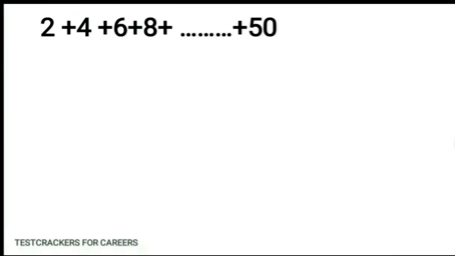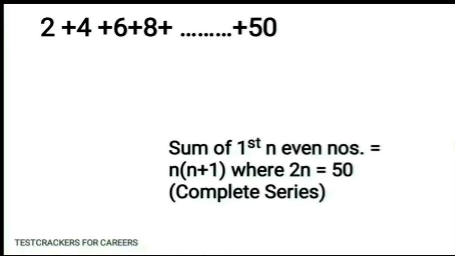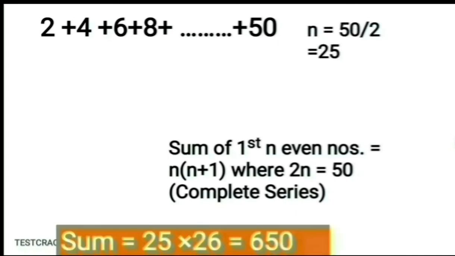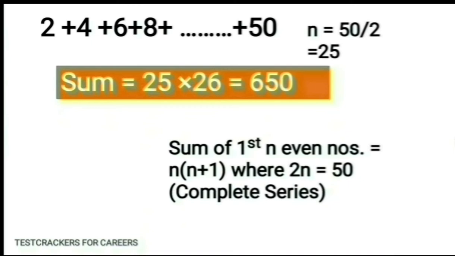Let's see an example. Let's find the sum of even numbers starting from 2 till 50. We know that the sum of n consecutive even numbers is given by n into n plus 1. Here 2n is equal to 50. Therefore, n is equal to 25. The sum of the series is given by 25 into 26, which is equal to 650.